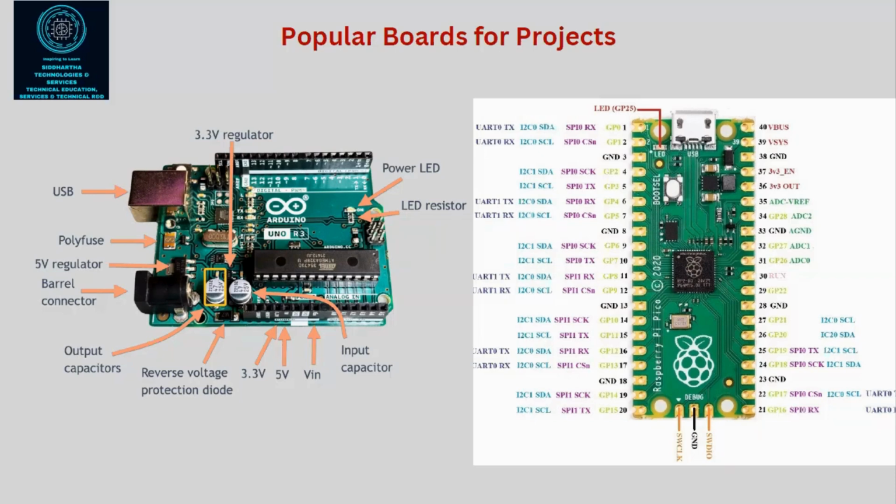You can see on the left hand side there is one USB port. This is the microcontroller, Atmega328. It's a 28-pin microcontroller. The USB port is there. You have a 5-volt regulator. There is also a barrel connector.